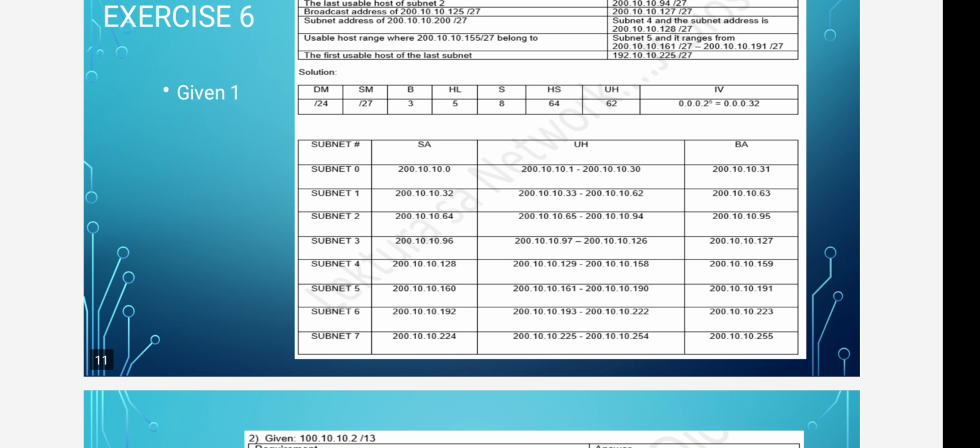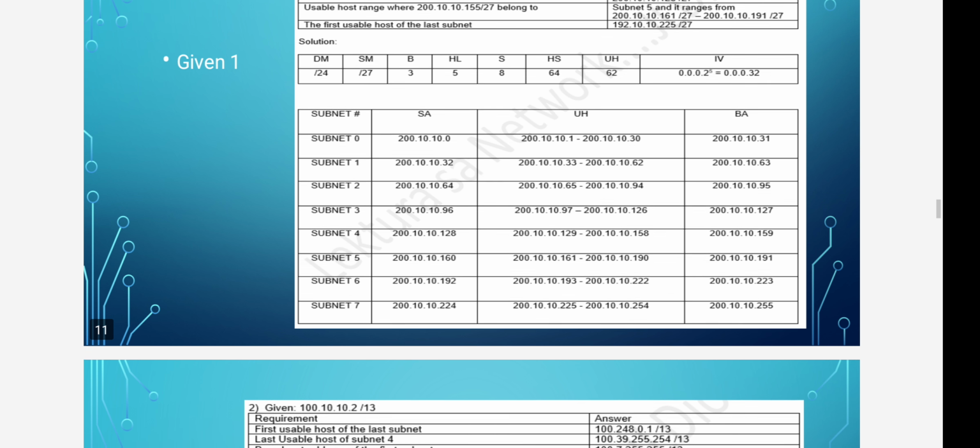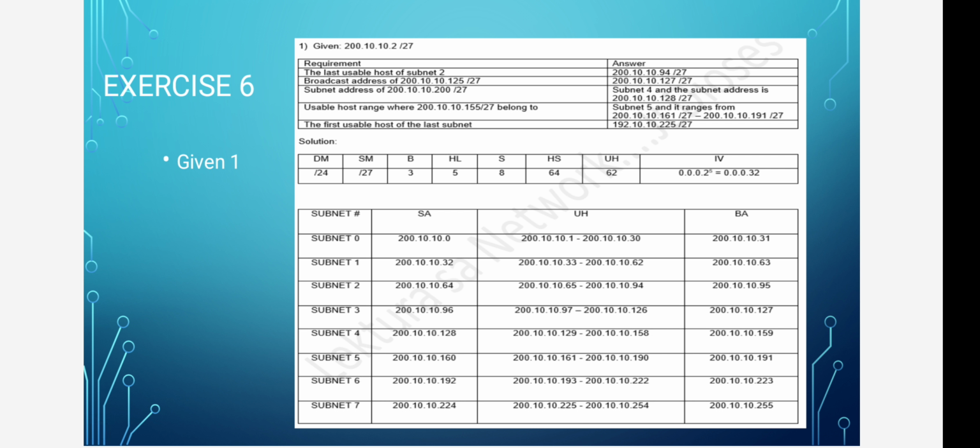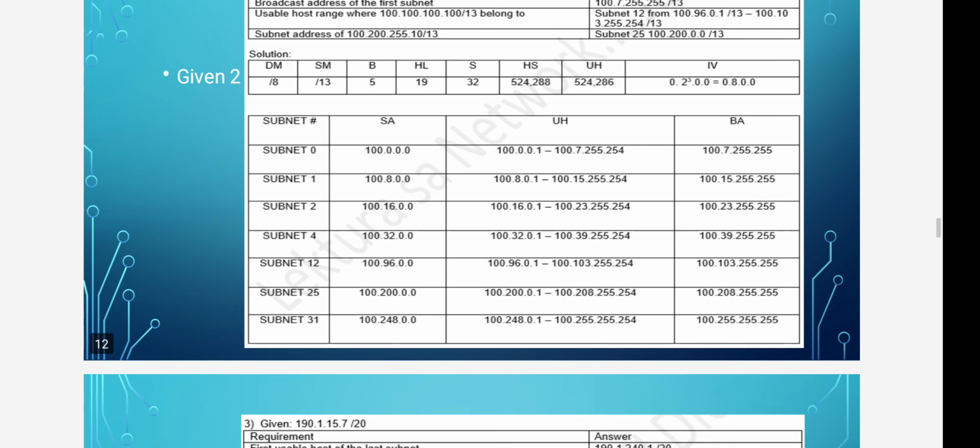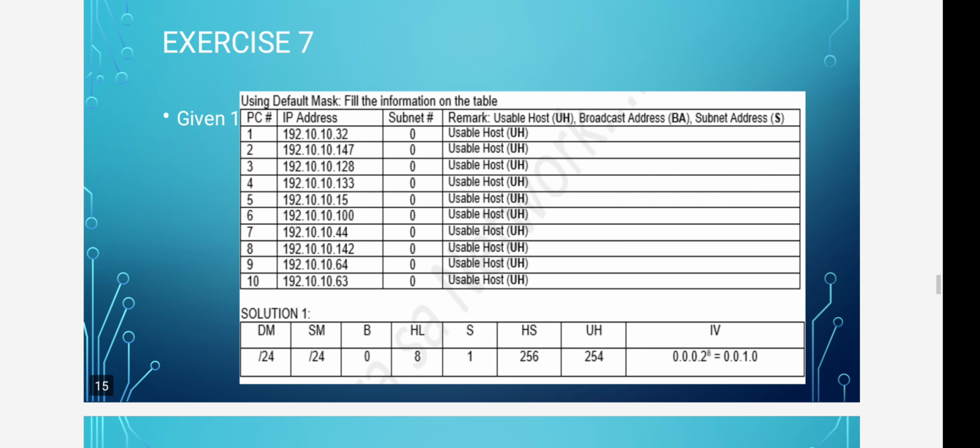Hanggang sa last subnet niya, ayun o, yung subnet 7. Ayun, nakuha na natin yung last. So, we fill in the requirements. The number 1 requirement, the last subnet, ay the last usable host of subnet 2. So, the last usable host subnet 2 is 200.10.10.94-27.